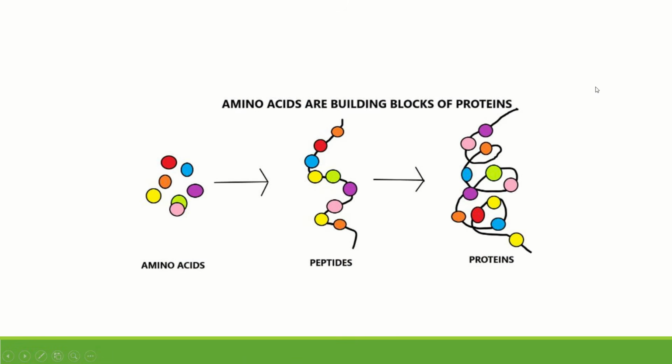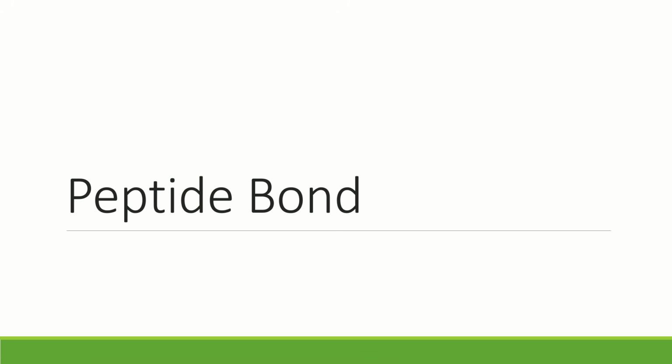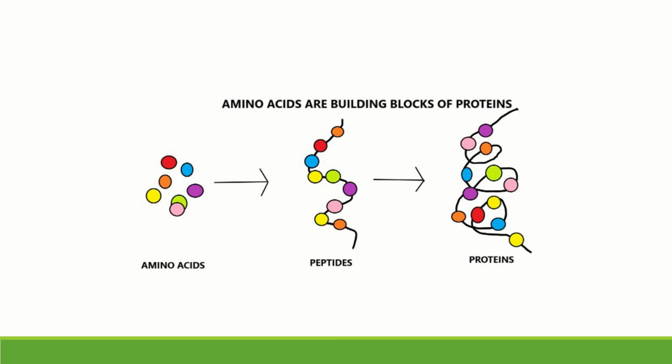Hello everyone, in this video we will see peptide bond, its characteristic features and also how to calculate molecular weight of peptide. Amino acids are the fundamental building blocks of life. When they are linked together, they form peptides which in turn fold into complex functional proteins.